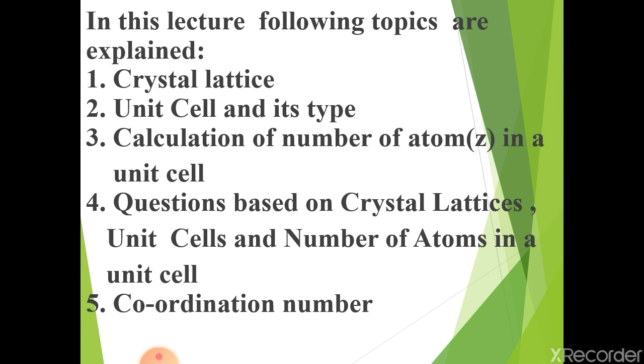First, crystal lattice. Second, unit cell and its type. The unit cell which forms the crystal lattice, we have to focus more. Third, calculation of number of atoms, the symbol is small z, in a unit cell. Then questions based on crystal lattice, unit cells and number of atoms in a unit cell.